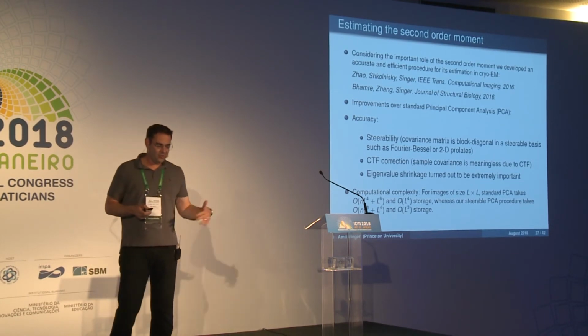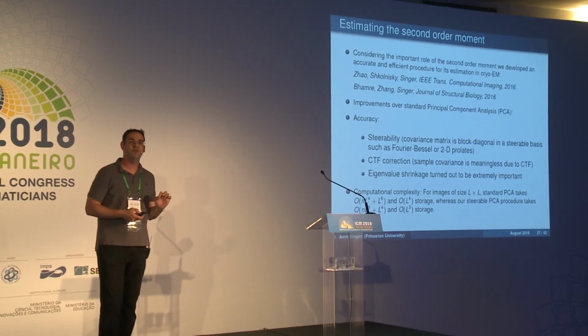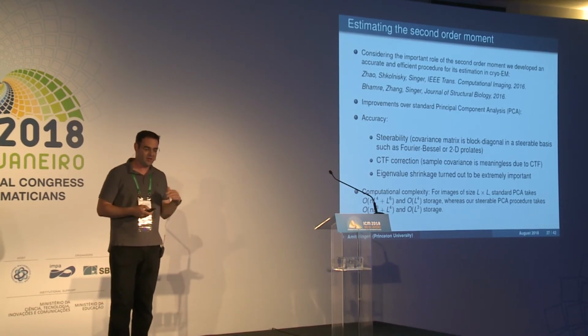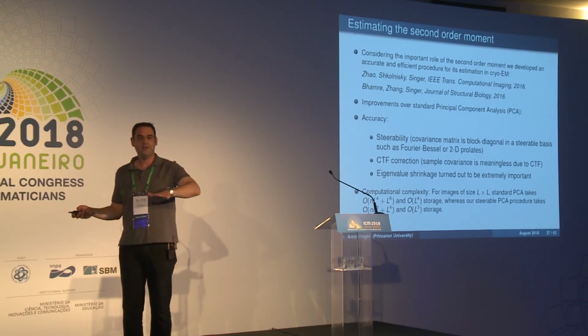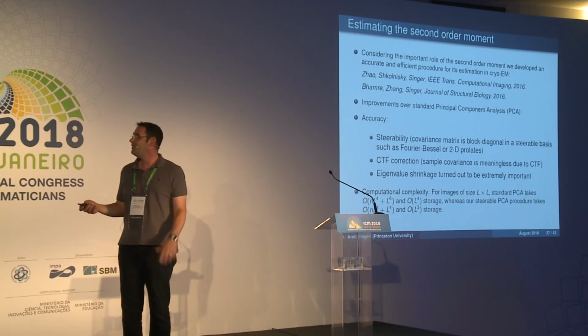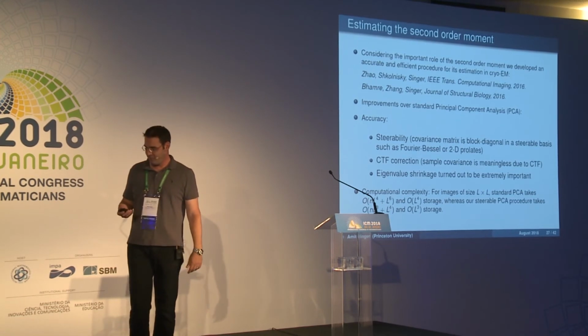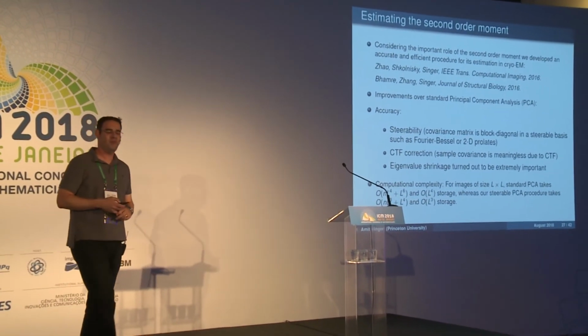In my group, we've worked quite a lot on trying to do covariance matrix estimation accurately and fast. I will not go into the details. I just want to mention some highlights: we can include steerability, that is, include all images and all their in-plane rotations, but do it not in a naive way. And we can do CTF correction, what I mentioned before about the contrast transfer function. But more importantly, when you do covariance estimation, you notice that there is some random matrix theory that plays a very important part.